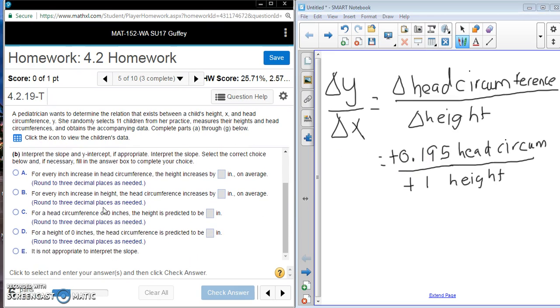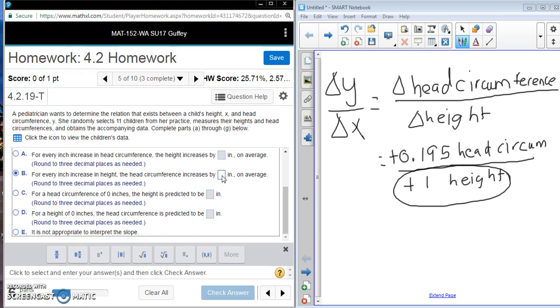So for each increase in height, right, because you always want to start out with this, right? This is our indicator. All right, so when height goes up, our head circumference goes up. So for each increase in height, head circumference increases by 0.195.